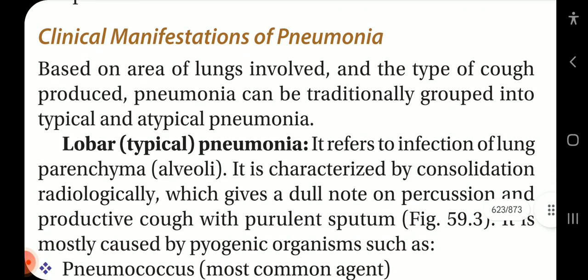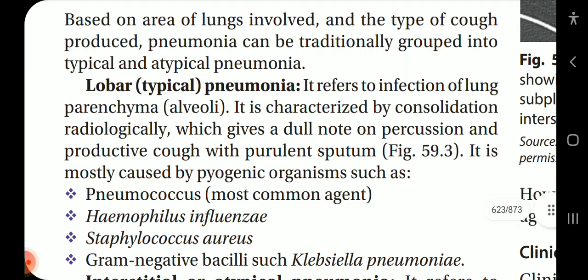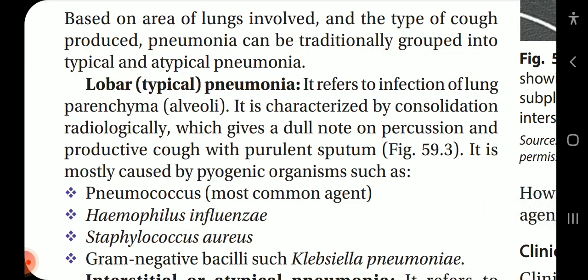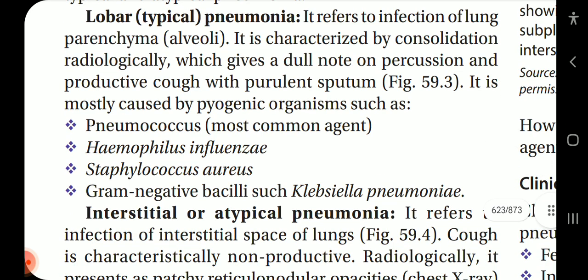Clinical manifestations of pneumonia. Based on the area of lungs involved and the type of cough produced, pneumonia can be traditionally grouped into typical and atypical pneumonia. Lobar or typical pneumonia refers to infection of the lung parenchyma, the alveoli. It is characterized by consolidation radiologically, which gives a dull note on percussion, and a productive cough with purulent sputum. It is mostly caused by pyogenic organisms such as pneumococcus, the most common agent, Haemophilus influenzae, and Staphylococcus aureus, and gram-negative bacilli such as Klebsiella pneumoniae.